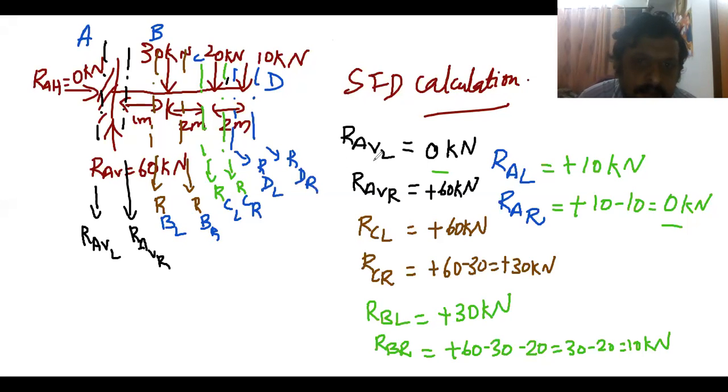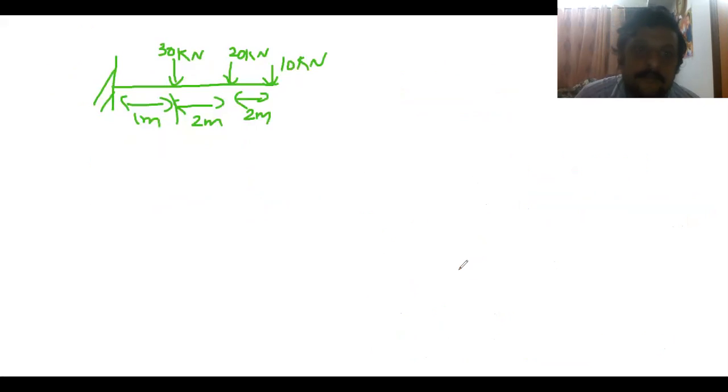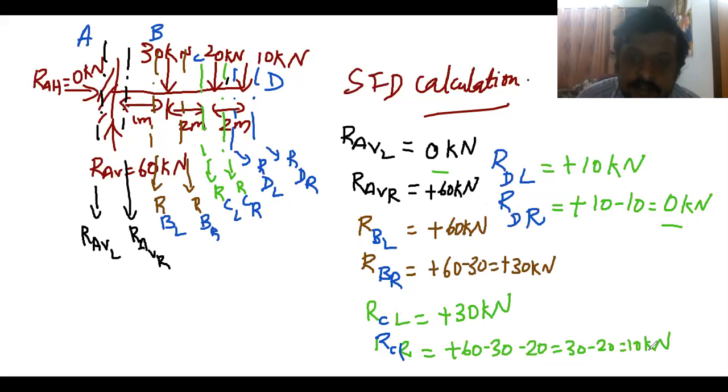And accordingly, A left and A right, and this will be R_BL and R_BR, and this will be R_CL and R_CR, and this will be R_DL and R_DR. Is that clear, friend? Now it's very simple. Now let me go on to solve the final shear force diagram. Afterwards, I'll discuss the bending moment diagram.